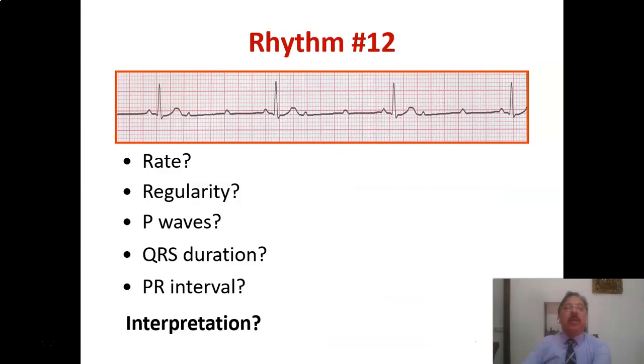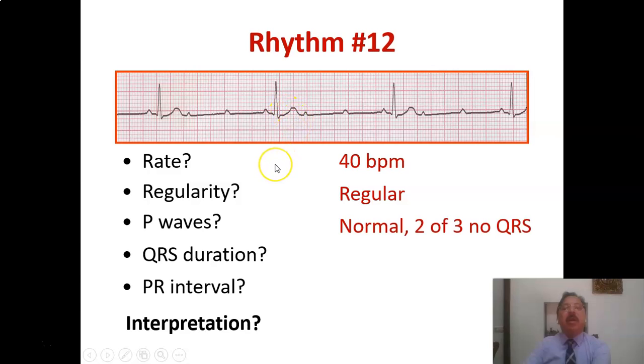Okay, look at this rhythm strip, which is rhythm number 12, and here the rate is slow, 40 beats per minute, and it's regular. P waves are seen, but all the P waves are not conducted to the ventricles. Some are conducted, some are not conducted. QRS duration is narrow, but just focus on the PR interval. Wherever it's available, it's fixed and constant.